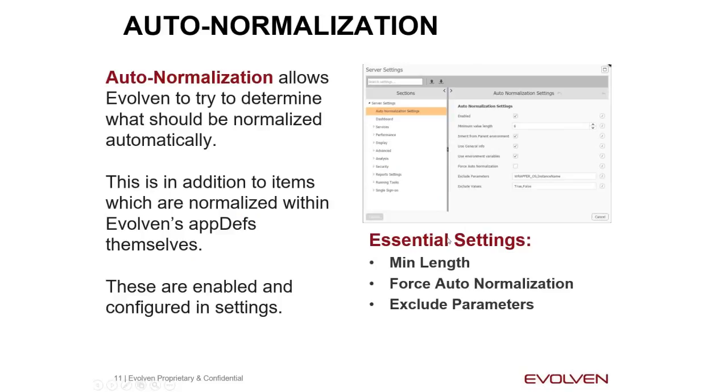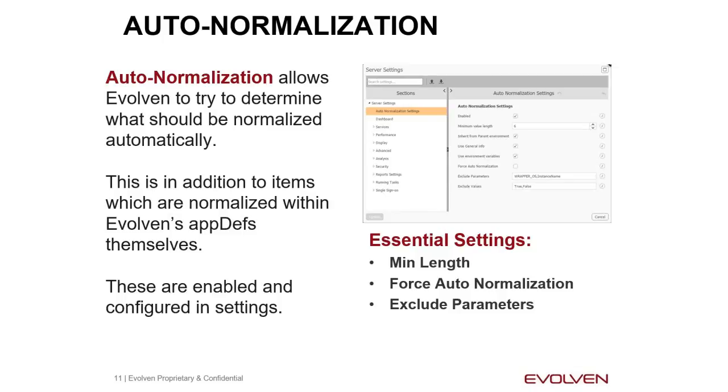Okay, now one feature I'd like to just point out is that some things are able to be auto-normalized. And what that means is that Evolven is trying to determine what things should be normalized and just do that normalization for you. So I can put that into two places. One is the auto-normalization feature, which is trying to figure out what things should be normalized. And in other cases, as part of definition creation, as part of the app defs that were created, those also were normalized as part of somebody determining that specifically those things should be normalized. So both of those things apply, but here we're talking about auto-normalization, where the system is trying to figure out which things should be compared.